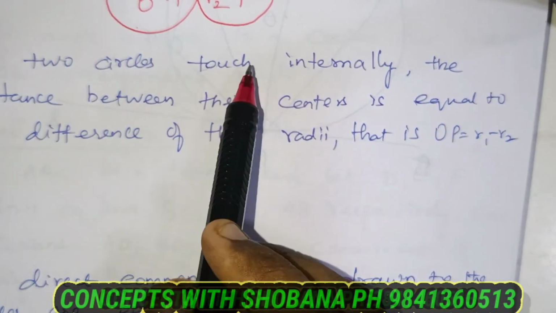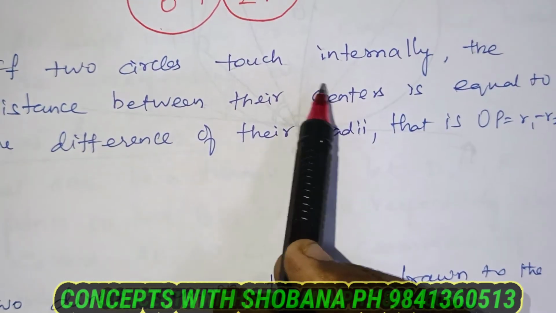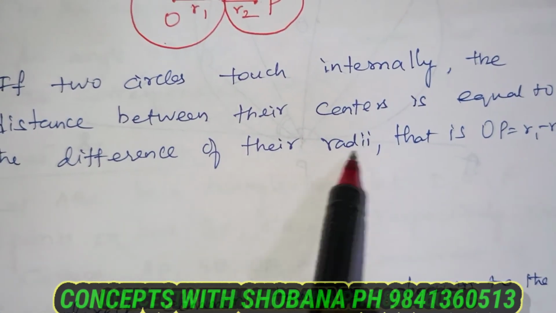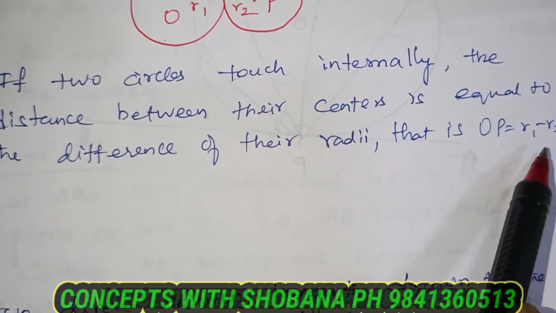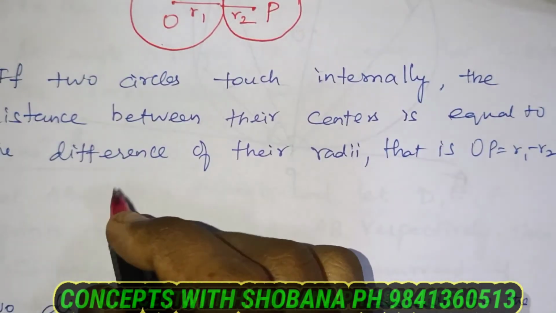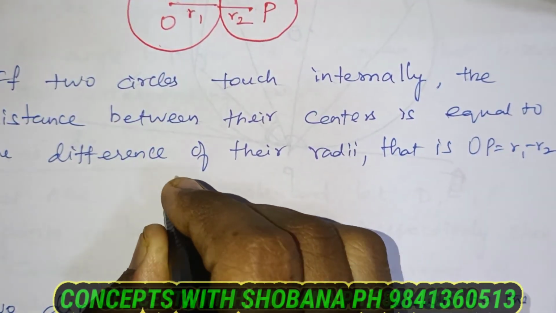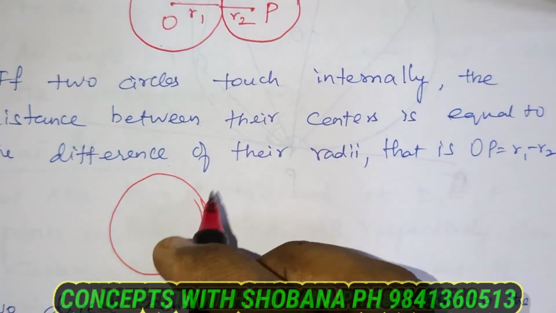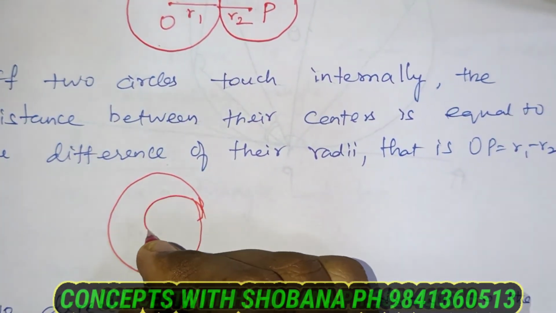If two circles touch internally, okay, the distance between the centers is equal to the difference of their radii. That is OP is equal to R1 minus R2. Okay, இது எப்படி சொல்ல போறோம்? If two circles touch internally. So போன தியரமுக்கு என்ன பார்த்தோம்? Externally பார்த்தோம். இந்த தியரமுக்கு வந்து internally. அப்போ ஒரு சர்க்கிள்குள்ள இன்னொரு சர்க்கிள்.